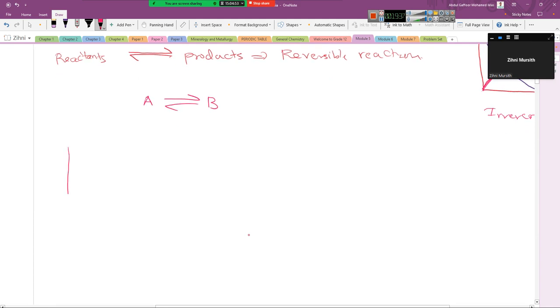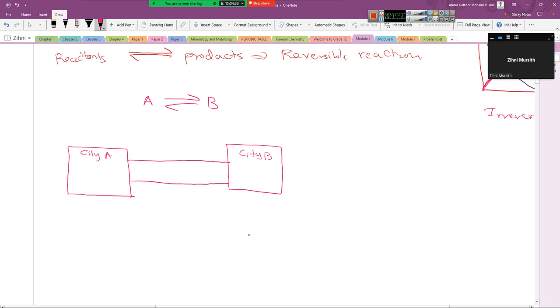So if I want to conceptually explain this to you, I will just take an example. Let's say we have two cities, city A and city B. Now this city A and city B are connected with a highway. Here in city A we have 1,000 cars, but in city B we do not have any car. So what will happen? Cars will be traveling from city A to city B.